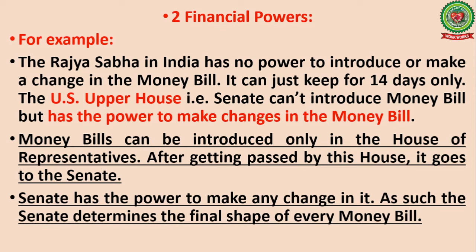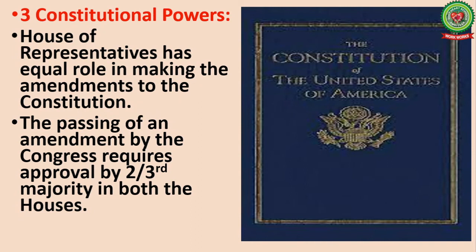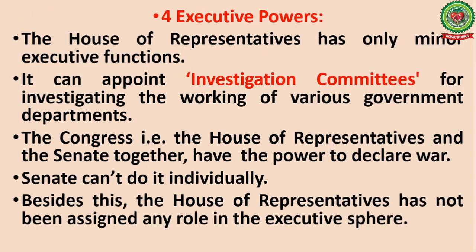Upper house means whatever is passed by the lower house of representatives can be totally rejected also by the Senate. The Senate can make 100% changes in the money bill. The next is constitutional powers. The House of Representatives has an equal role in making amendments to the constitution. The passing of an amendment by the Congress requires approval by two-third majority in both the houses. Means both the houses need two-third majority in constitutional matters. Here, both the houses are equal.